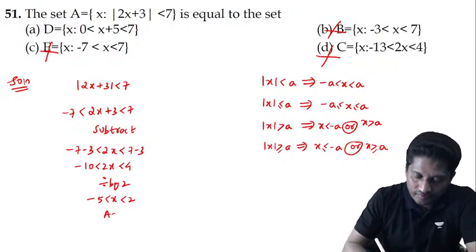If you add 5, then minus 5 plus 5 is less than x plus 5 is less than 2 plus 5.